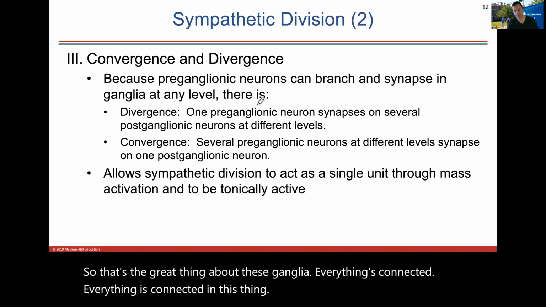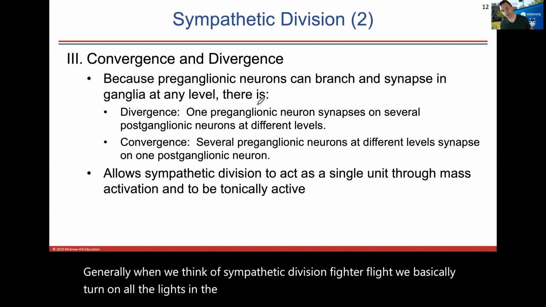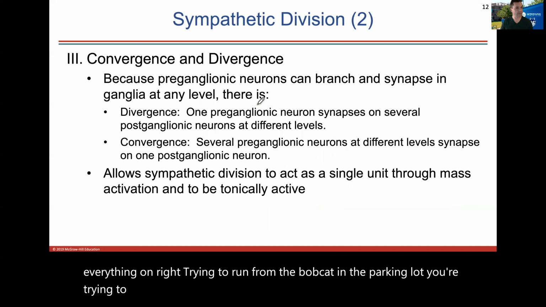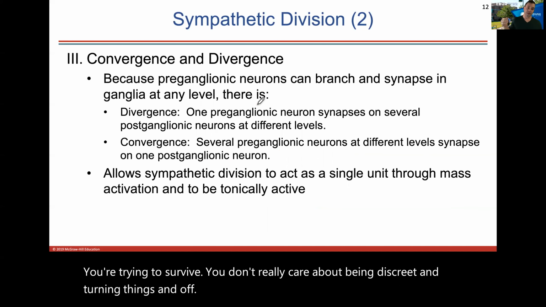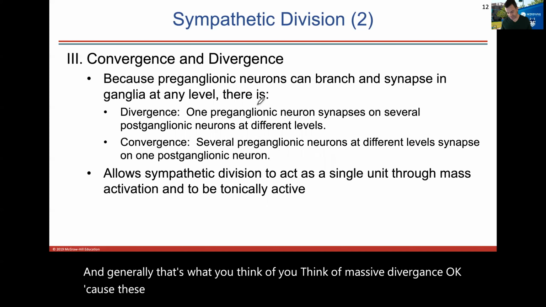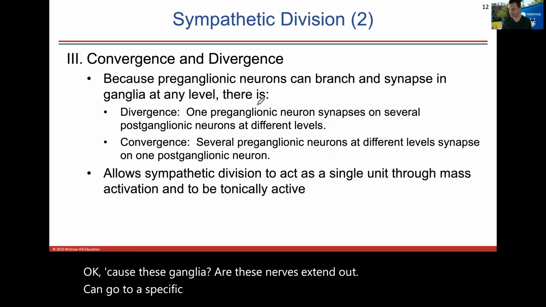Generally, when we think of sympathetic division, fight or flight, we basically turn on all the lights in the house. You don't really care. You just turn everything on, right? You're trying to run from the bobcat in the parking lot. You're trying to survive. You don't really care about being discreet and turning things on and off. And generally, that's what you think of. You think of massive divergence, because these ganglia or these nerves extend out, can go to a specific ganglia, and from that ganglia, we can go to 3 or 4 or 5 different things.